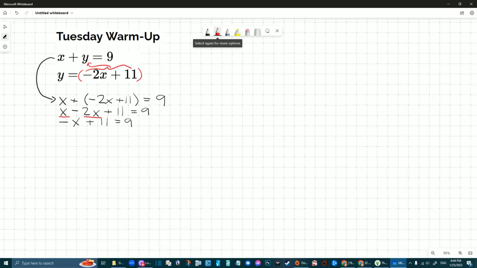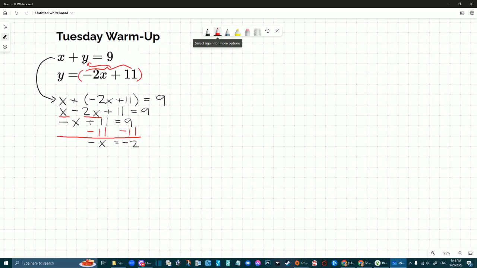The next step, we have a two-step equation. On the left, we need to undo that constant before we deal with the coefficient in front of the x. So to undo that addition, I'm going to subtract 11 from both sides. On the left, that's just going to leave me with negative x. On the right, that's going to leave me with negative 2.